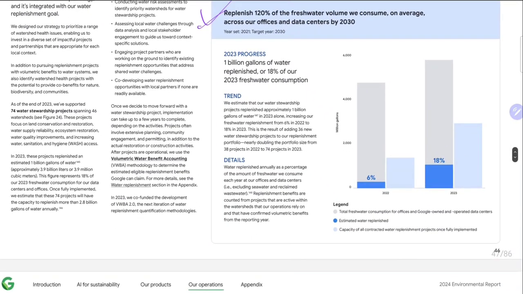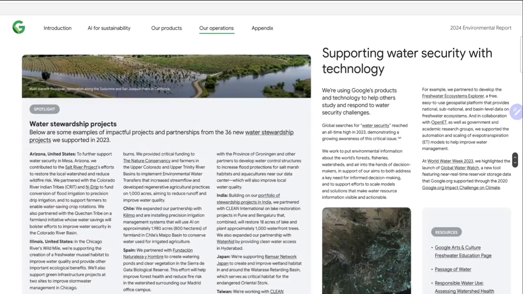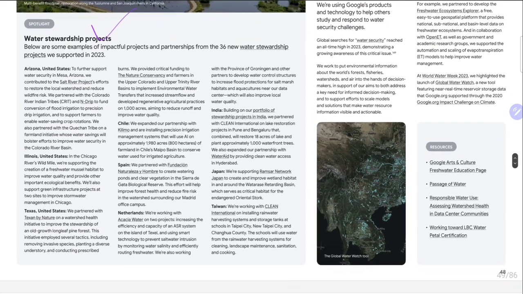So the trend and details are given here. There is a case study in the water stewardship project. Below are some examples of impactful projects and partnerships from the 36 new water stewardship projects we supported in 23. Like in Arizona, United States, Illinois, Texas and other areas also throughout the world. You can see here certain initiatives which have been highlighted here actually.